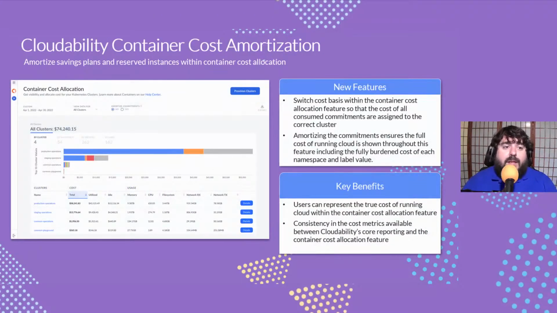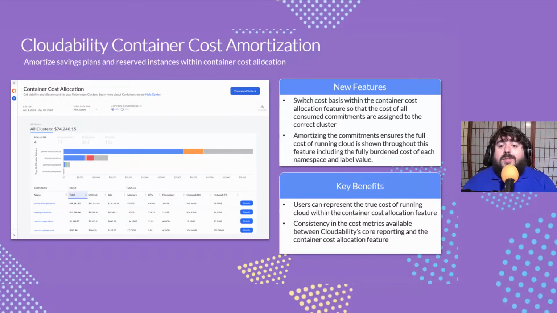Today, I'm going to talk about the Cloudability container cost amortization. This was a really requested feature, and a lot of our customers are very enthusiastic about it. What this does is allow you to switch the cost basis within the container cost allocation feature from cash to amortized, enabling users to represent the full cost of Kubernetes clusters, including consumed reserved instances and savings plans. You can then allocate this cost to the underlying namespaces, services, and labels within the feature. Again, this was a high priority request from some of our biggest customers.